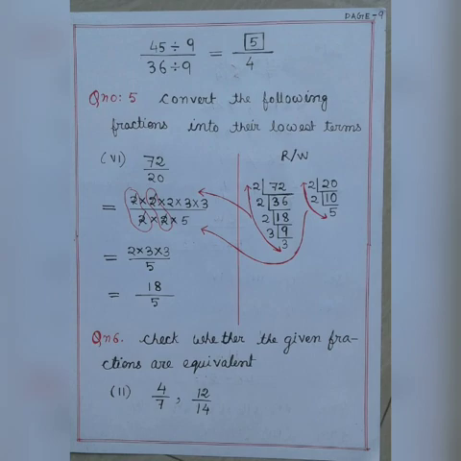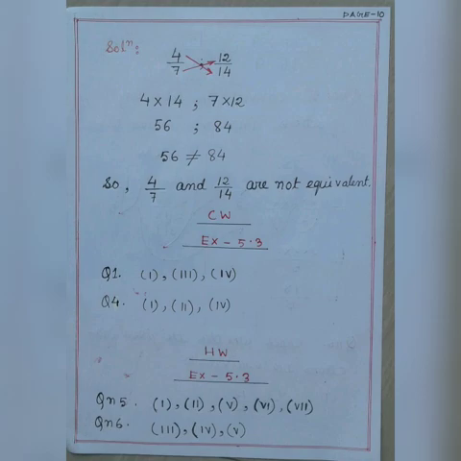Question number 6. Check whether the given fractions are equivalent or not. Number 2, 4 by 7 and 12 by 14. Here I have used the cross multiplication method. 4 into 14, comma 7 into 12. 4 into 14 is 56. 7 into 12 is 84. 56 and 84 are not equal. So 4 by 7 and 12 by 14 are not equivalent fractions.